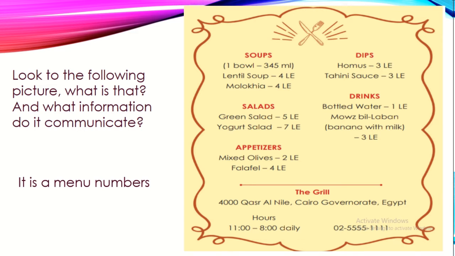Now, look at the bottom of the menu. We see here hours. The numbers in hours show that the restaurant opens at 11 and closes at 8. And these numbers represent a phone number by which we can contact the restaurant. So, from this menu, I have a lot of numbers here and I can get a lot of information. So, I should know now the importance of numbers in our life.